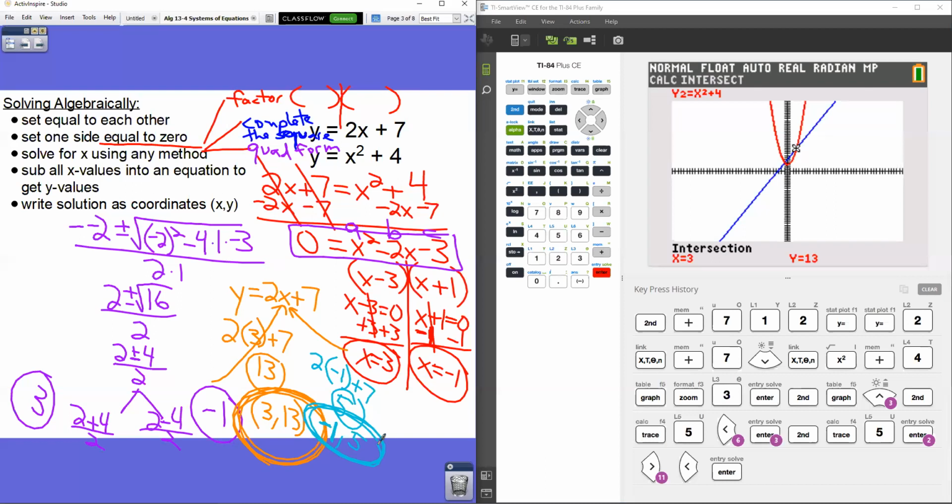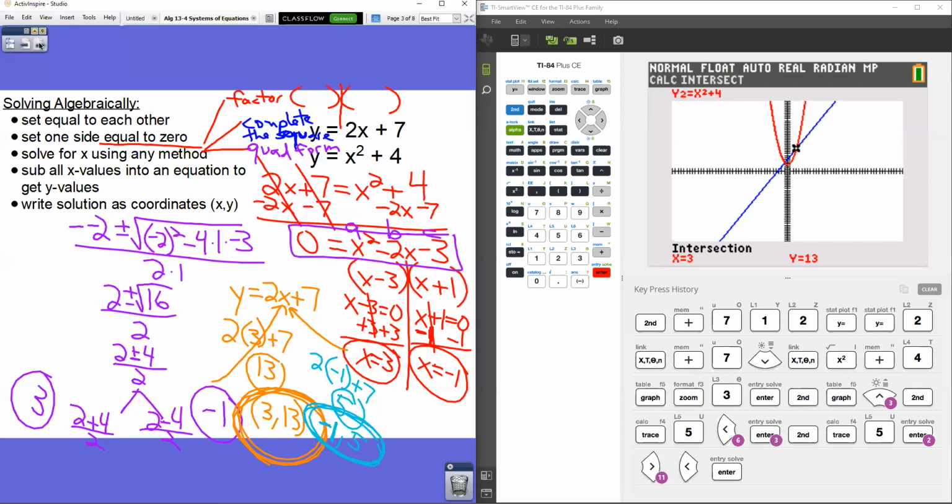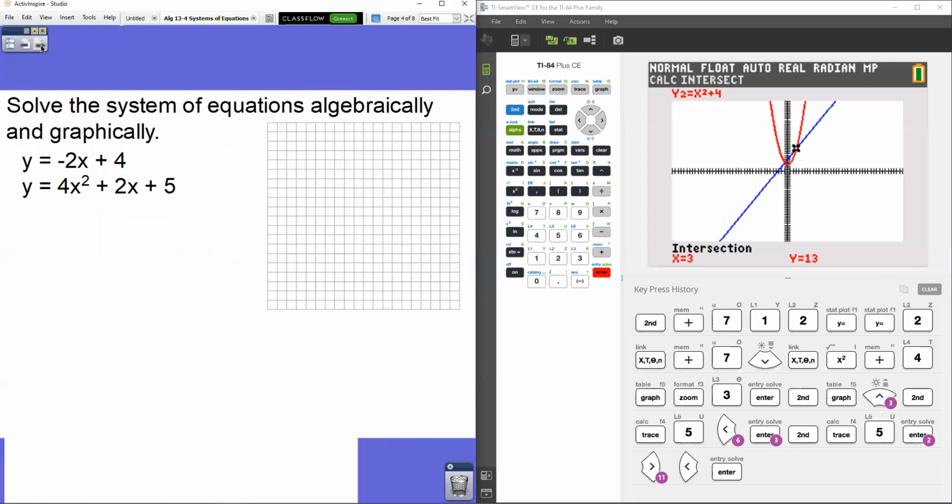Now, notice that we use the same equations. We did it graphically over here and got -1, 5 and 3, 13. We did it algebraically over here and got the same answers, -1, 5 and 3, 13. You do not have to do it both ways. You don't have to do the factoring and the quadratic formula. Just pick one or the other. All right, it does not matter. So that's what you're going to have to do for every single question.